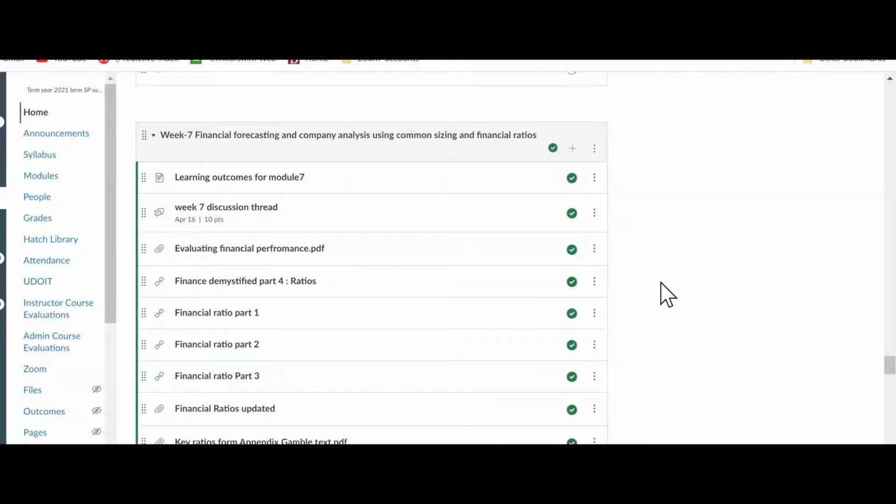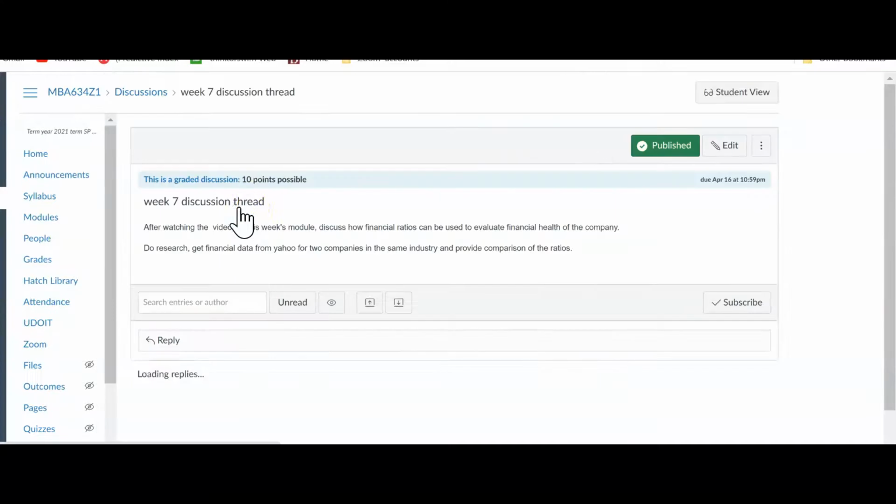The other new topic that you're going to learn is basically connectivity between some of the learnings that you did earlier in this session. On week 2, we talked about ratios, and you also learned some of it in your accounting MBA 633. So the discussion thread is basically having you start talking about these ratios. And here, there are a bunch of videos that I have for you on ratios. I would like you to watch it and discuss how financial ratios can be used to value the financial health of the company.